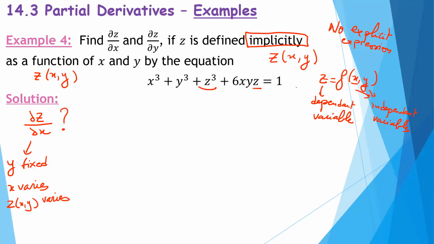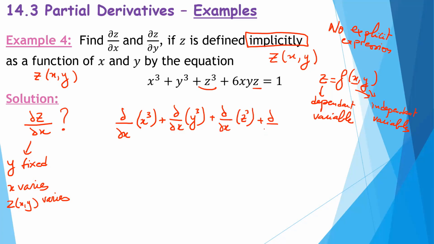The idea is to derive this equation with respect to x. d/dx of each of these terms. So d/dx of x cubed plus d/dx of y cubed plus d/dx of z cubed plus d/dx of 6xyz equals d/dx of 1. So we derive the whole equation. This is the first step.